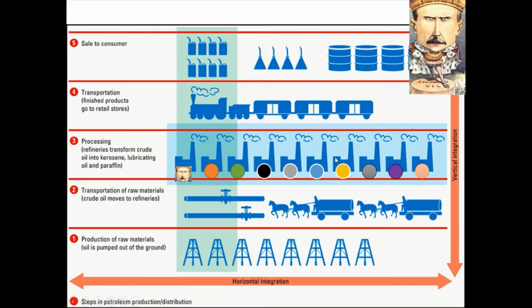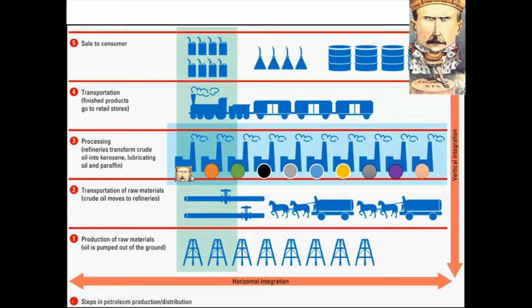Rockefeller will horizontally integrate the oil industry. He will gain control of the refining process. He will pick one step and he will completely take control of the entire 95%, which is basically all of it. So if you wanted to refine your oil in the United States, you had to come to him.